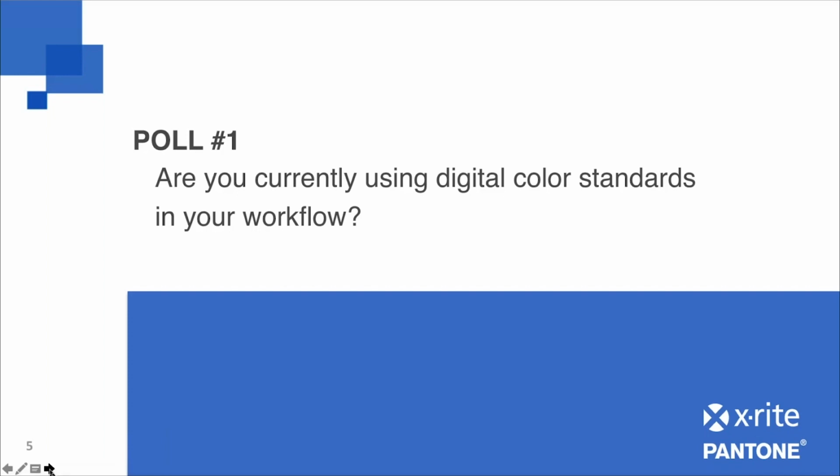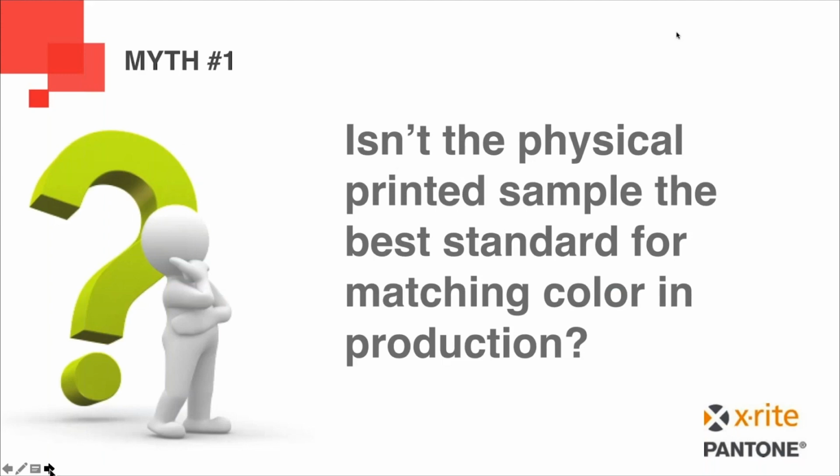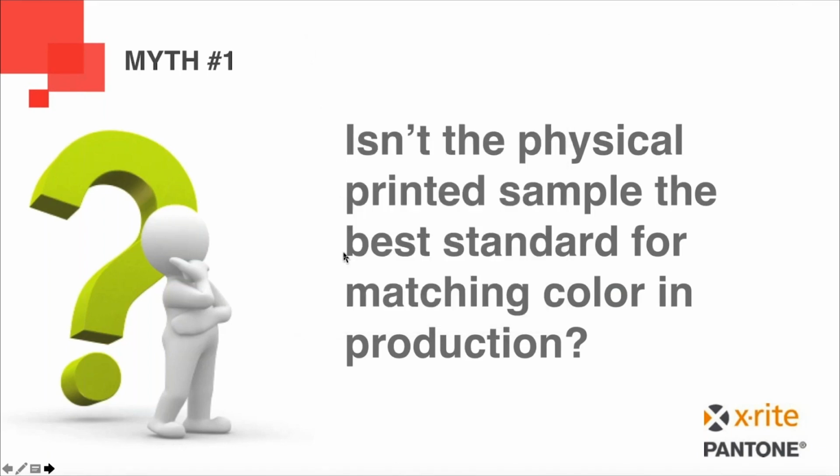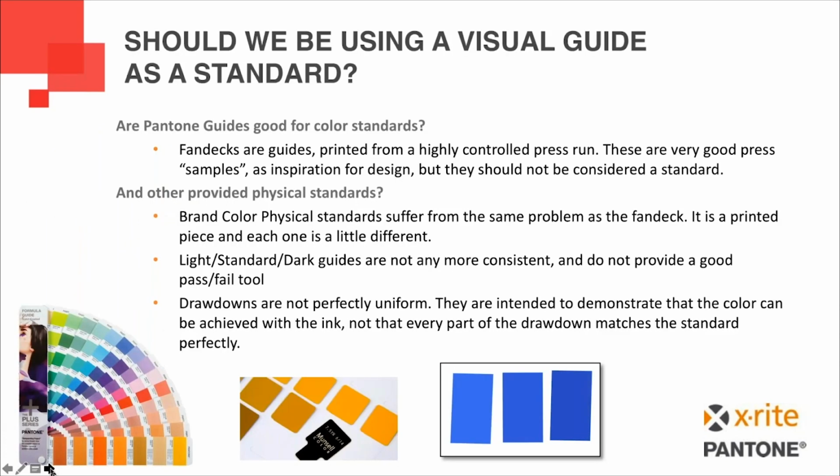So let's talk about those different kinds of standards. One of the first myths we'd like to talk about is, oops, I didn't expect that, sorry. Some people feel the physical printed sample is the best standard for matching color. If my customer gives me a physical standard, I can see what that color looks like, and I can measure this, and I can use it as a visual guide during production. But there's reasons that's not exactly the best solution. Let's take a look at that.